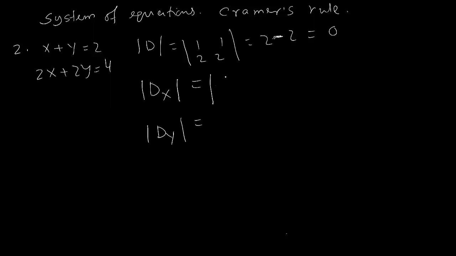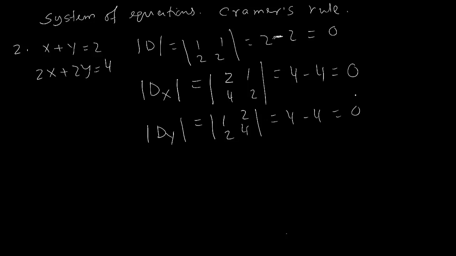So now dx will be 2, 4, because the first column will be replaced by the constant column, and then the second one will stay as it is. So 2 times 2 is 4 minus 1 times 4 is 4. That is also 0. Now dy will be 1, 2 here, and the second column will be replaced by 2, 4. That gives 4 minus 4, which is also 0. So we have d 0, dx 0, dy 0. This is the second case in Cramer's rule that we have discussed before. Since d, dx, and dy are all 0, this system has infinitely many solutions.